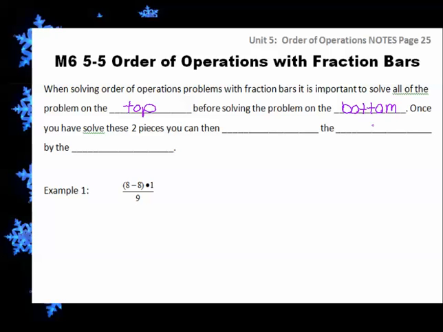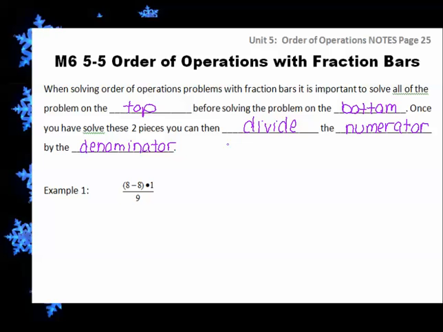Now, once we have solved the two pieces, we can then divide the numerator by the denominator. So just like we would do in fractions, we're going to divide it to see what we have going on. Alright, so let's look at the first example.